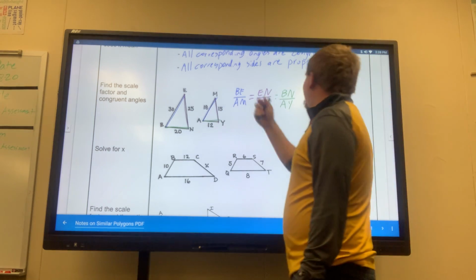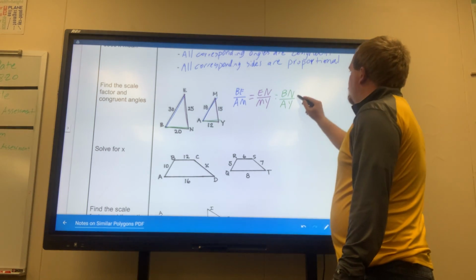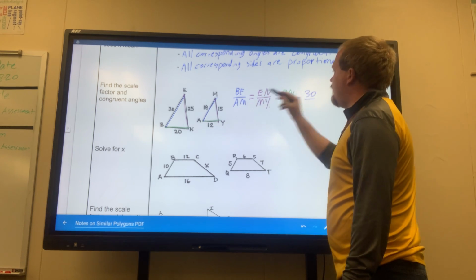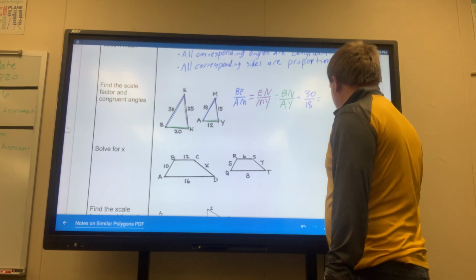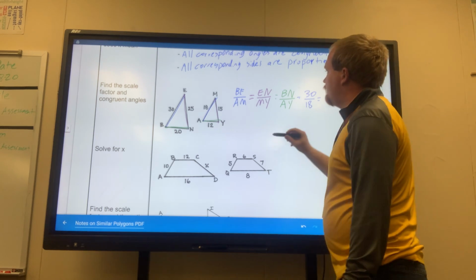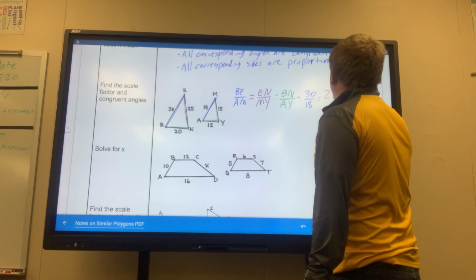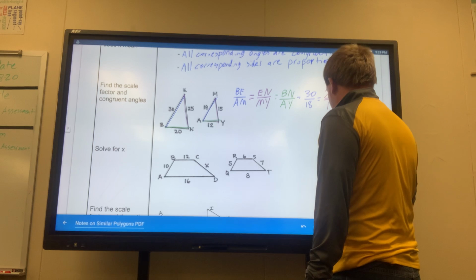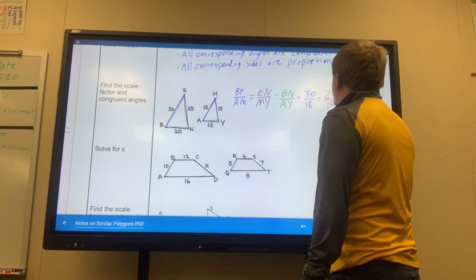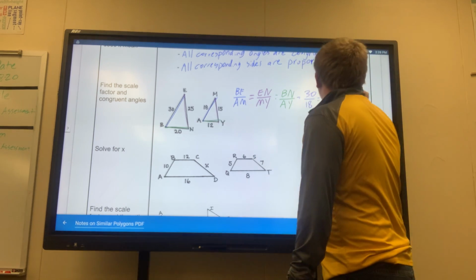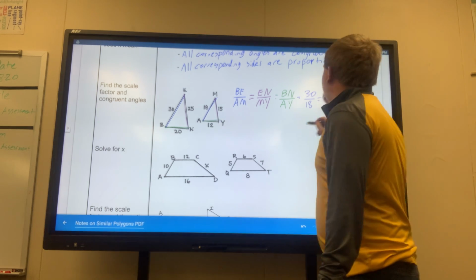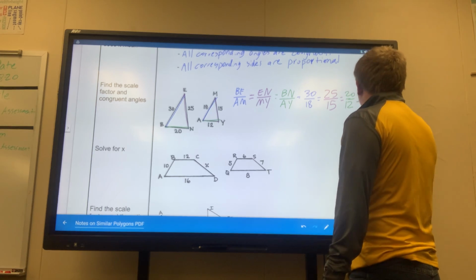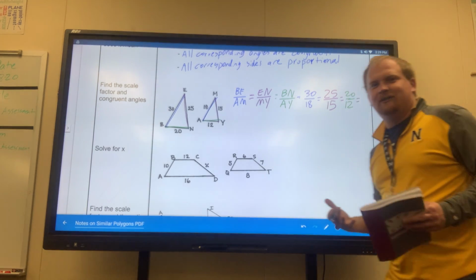So if I just plug in the values, for example, I replace BE with 30, AM is 18. Well, I also know that EN is 25, MY is 15. And then BN is 20, AY is 12. So what exactly is my scale factor?